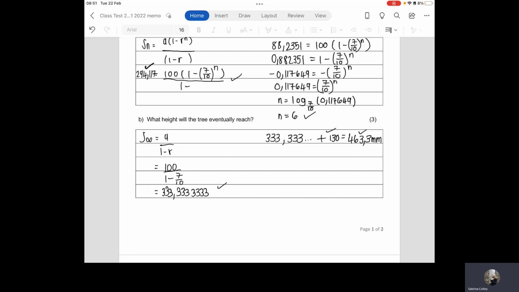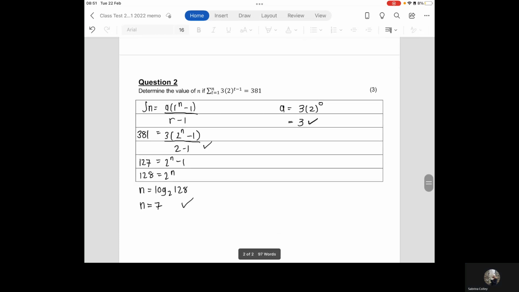But the question asks, what height will the tree eventually reach? So we've got the growth of 333,333, but remember it started at 130. So the total height will be our growth plus that initial height. So you got an answer of 463,3 millimeters.